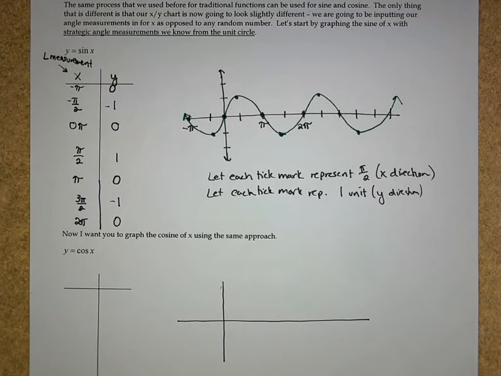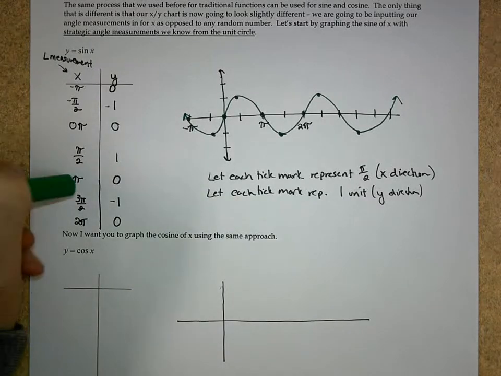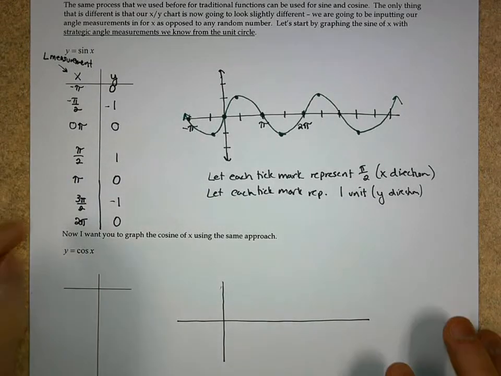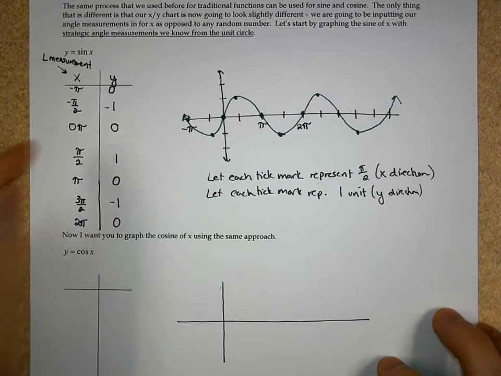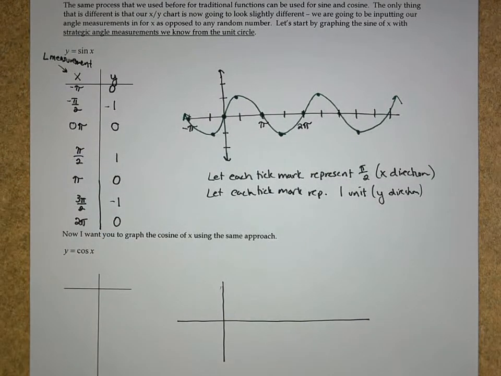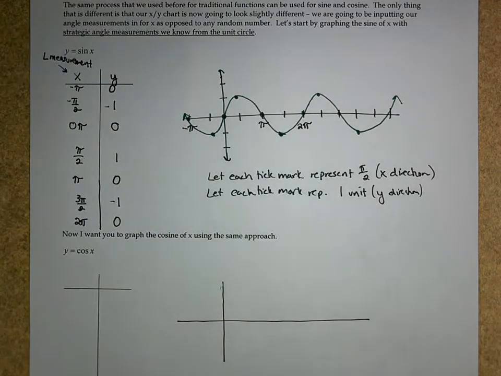If I'm not sure what that graph is going to look like, I can plot even more points from the unit circle. Here I could put in a pi over 6, or a pi over 4, or a pi over 3, and see that that value is less than 1. So it's going to gradually get closer and closer to 1, which gives us that curve feature.